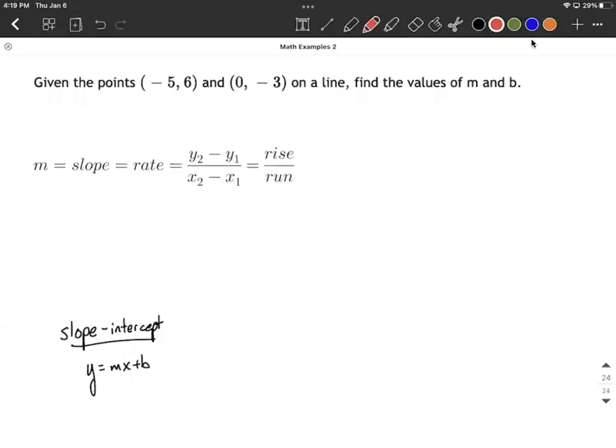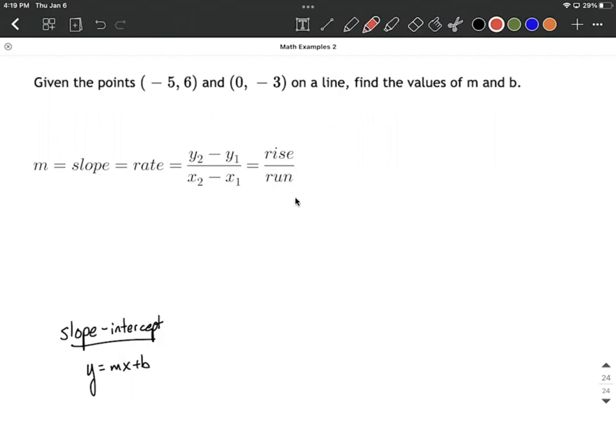Okay, we're given a couple points on a line. We want to find the values for m and for b, meaning the slope and the y-intercept. So I've given the formula for our slope. M is the slope, is the rate, is y2 minus y1 over x2 minus x1, or rise over run.